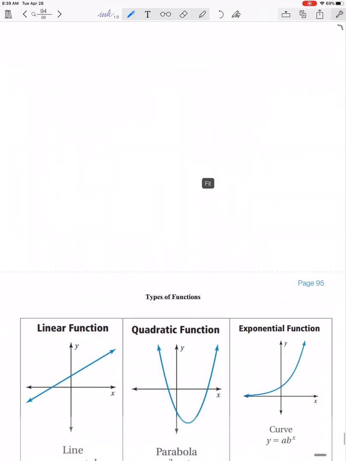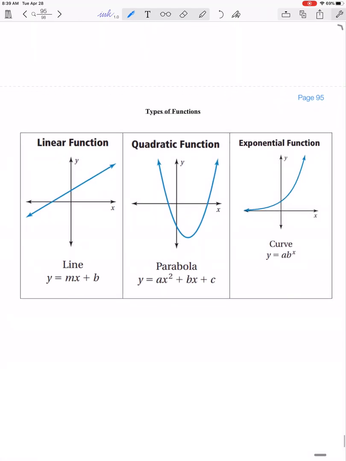So let's take a look at different types of functions. So we have linear functions, quadratic functions, and exponential functions. Let's talk about the graphs of each. So a linear function we know is just a line. That is because the word line is in linear.